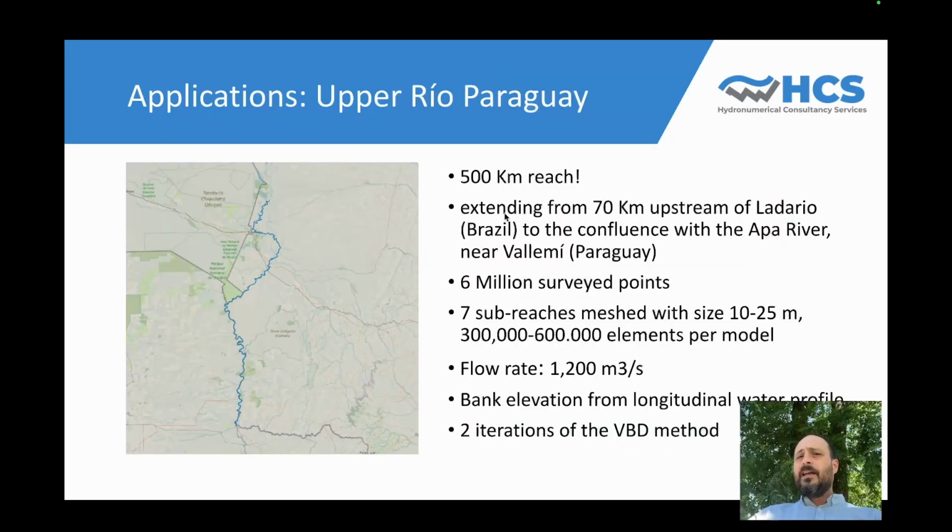Finally, another application, a much more ambitious one. This is a 500-kilometer reach in Brazil, also for the Paraguay River. It's going from 70 kilometers upstream of Ladario to the confluence with the Apa River, which is this one. This is a very long reach with 6 million surveyed points. So to make it faster to interpolate the bathymetry, we split it in 7 sub-reaches. We meshed it with meshes from 20 to 25 meters in size, and we applied the VBD method to all of these reaches separately.